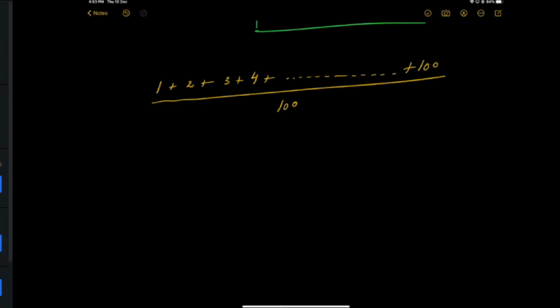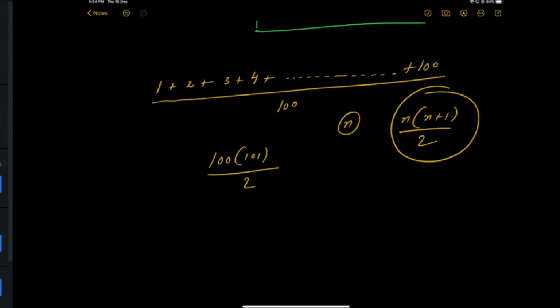See, what is the sum of the first 100 numbers? It is 100 times 101 divided by 2. The sum of the first n numbers is n into (n plus 1) by 2. This formula you learn in school. This was given by Gauss. He gave this formula when he was in class 5.